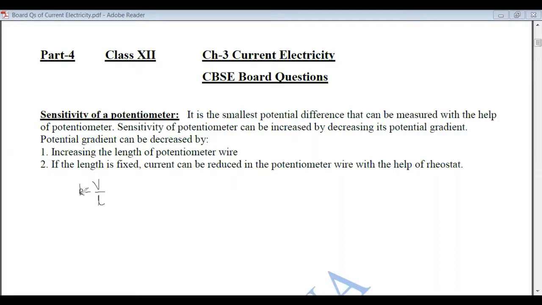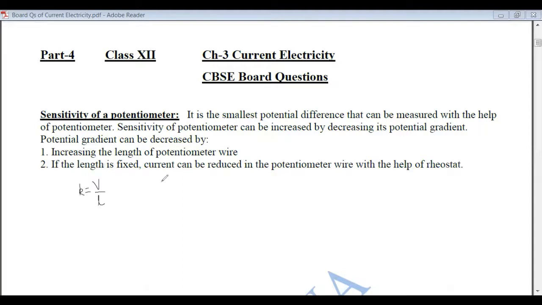So to decrease the potential gradient, we can increase the length of the potentiometer wire, and the sensitivity of the potentiometer can be increased. If the length of the wire is fixed, then the current in the potentiometer wire can be reduced with the help of a rheostat. Current is reduced, so V will be reduced, and hence the potential gradient will be reduced and the sensitivity of the potentiometer will be increased.